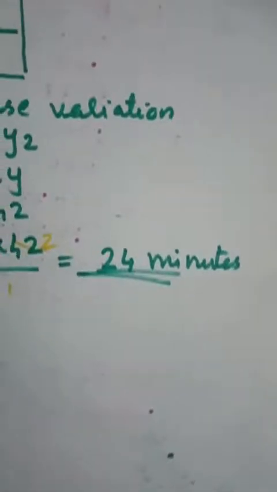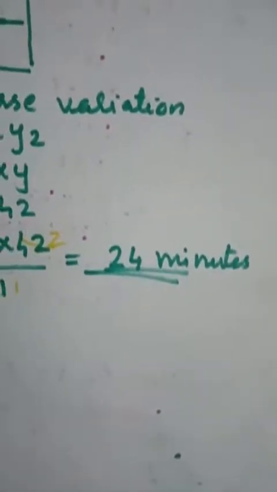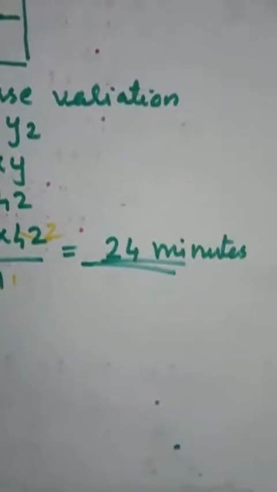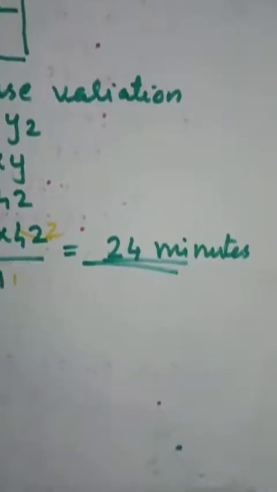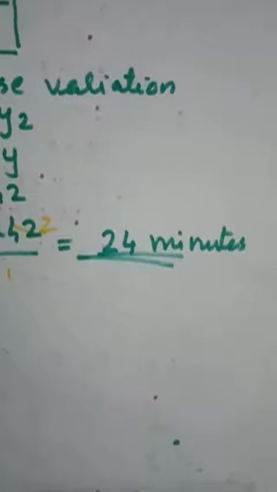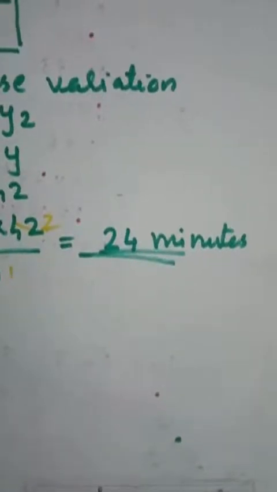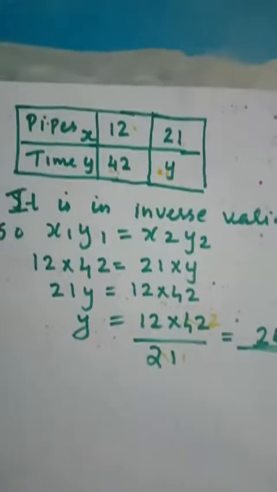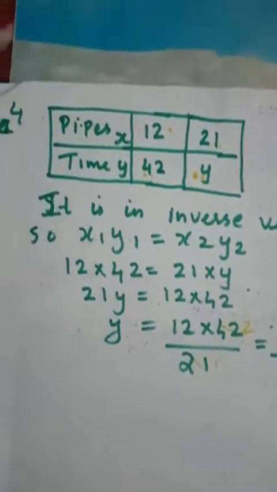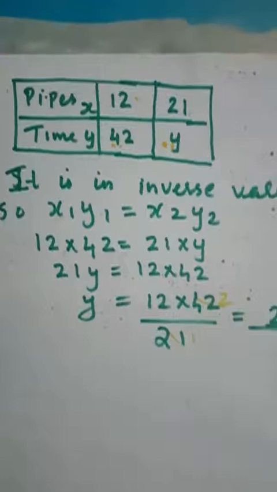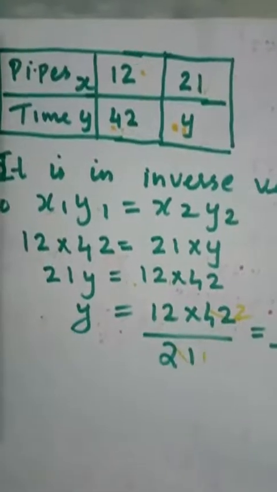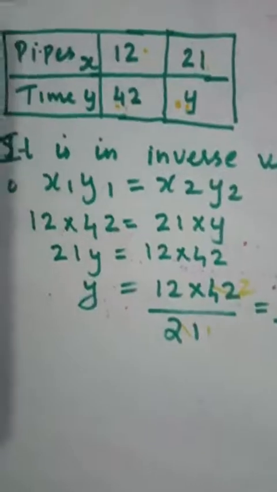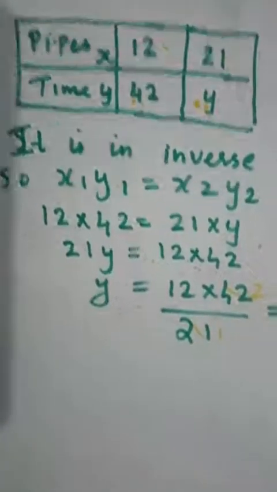24 minutes means it is less time. If there are 12 pipes, it will take 42 minutes to fill the tank. Now if it is 21 pipes, then only 24 minutes is enough to fill the tank. Okay, so very simple. Clear? Only one thing you should remember, the table, and then check whether it is inverse or direct.